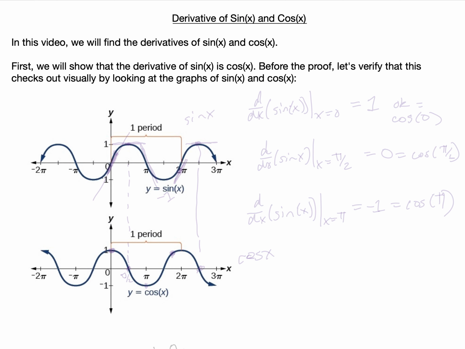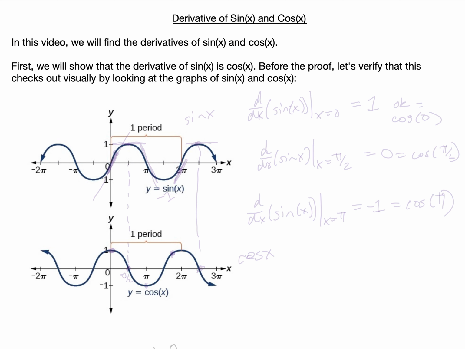In this video, we're going to find the derivatives of sine of x and cosine of x. First, we will show that the derivative of sine of x is cosine of x. Before the proof, let's verify that this checks out visually by looking at the graphs of sine of x and cosine of x.